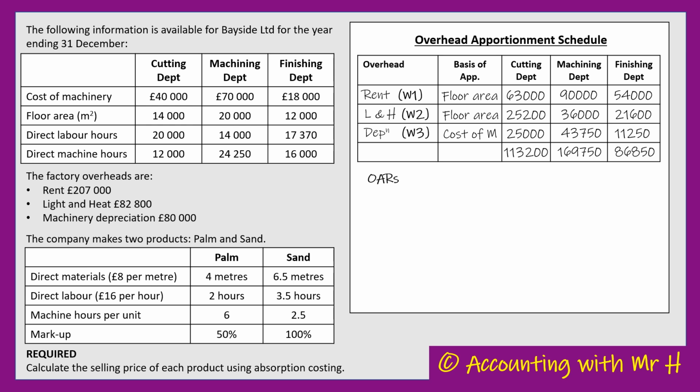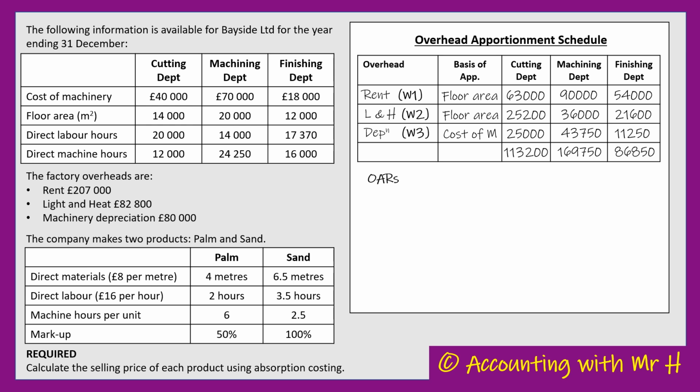And that's where the OAR comes in, because it's literally the rate at which we're going to absorb the overhead, the overhead absorption rate. When it comes to OARs, we have a choice of two. We can either use the direct labour hour rate or the machine hour rate. Unless it tells you otherwise, it's a case of looking to see whether each department is labour intensive or capital intensive. Put simply, does the department use more labour hours or machine hours?